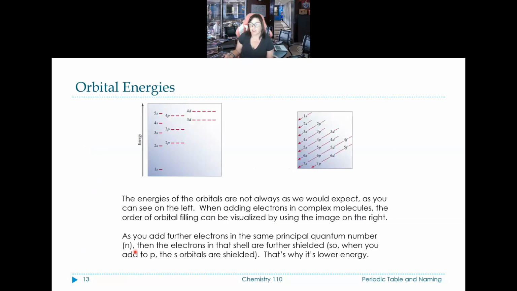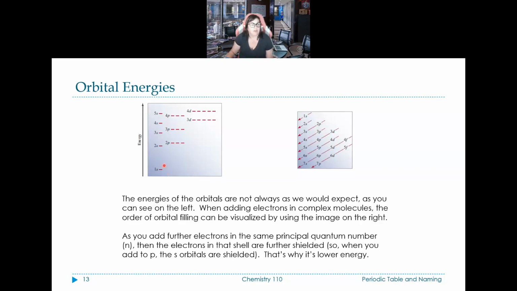All right. Well, I've mentioned energy a couple of times. What do I mean by that? Well, as I get further away from the nucleus, a greater energy is required to hold that particular electron in place. It has a higher energy. And so 1s is small, 2s being the next one in line is a little bit bigger. P is a little bit higher than that because it's more complex.